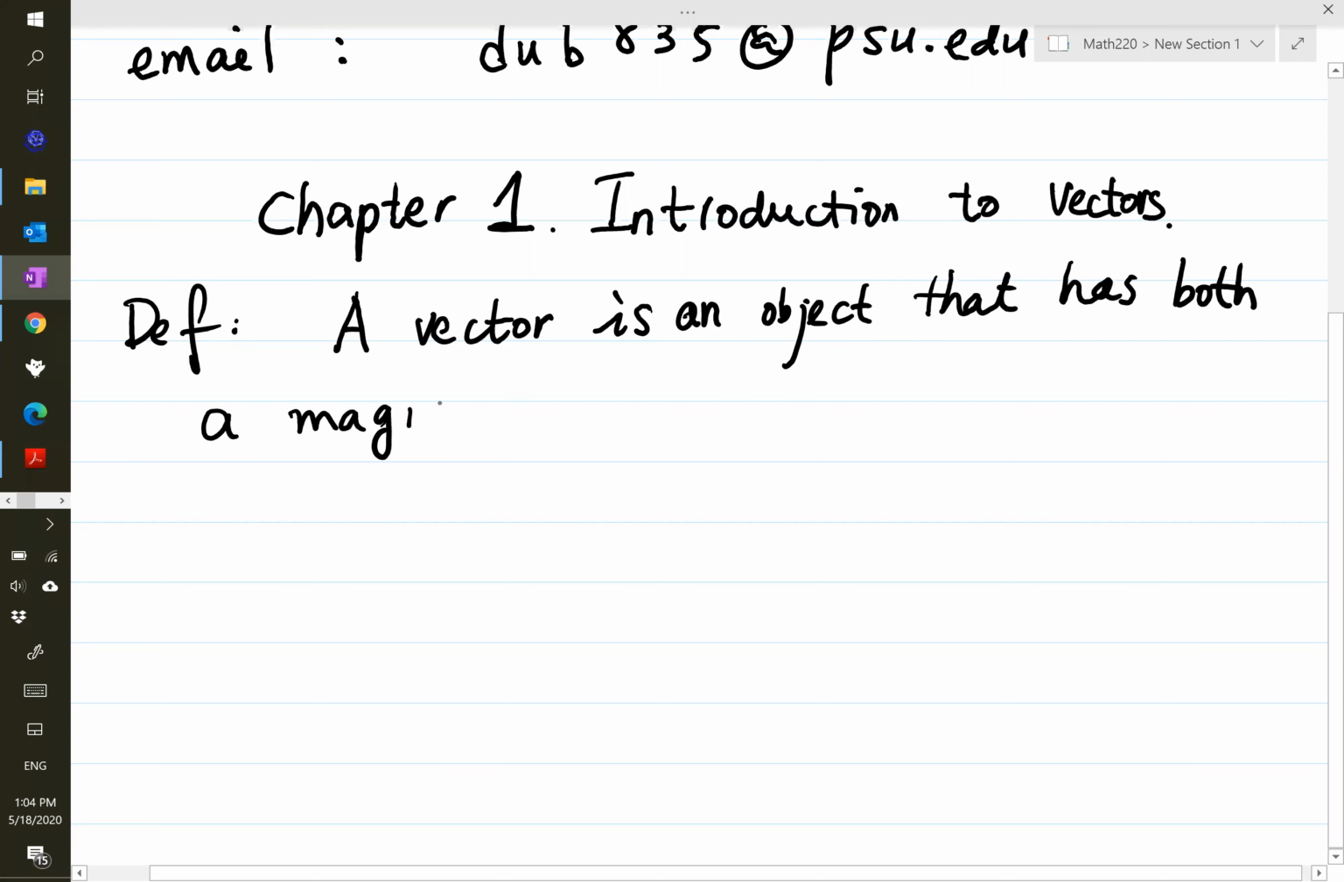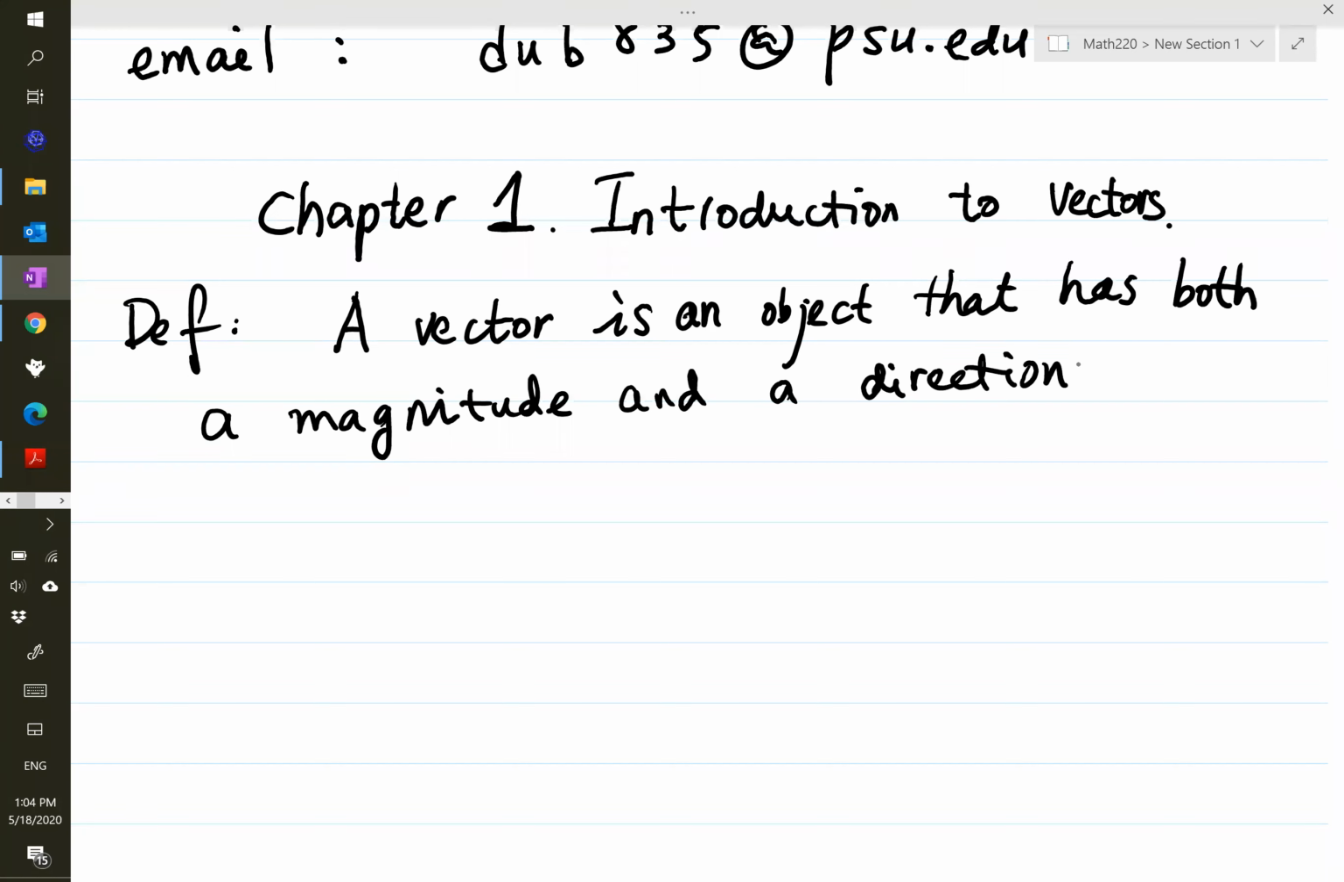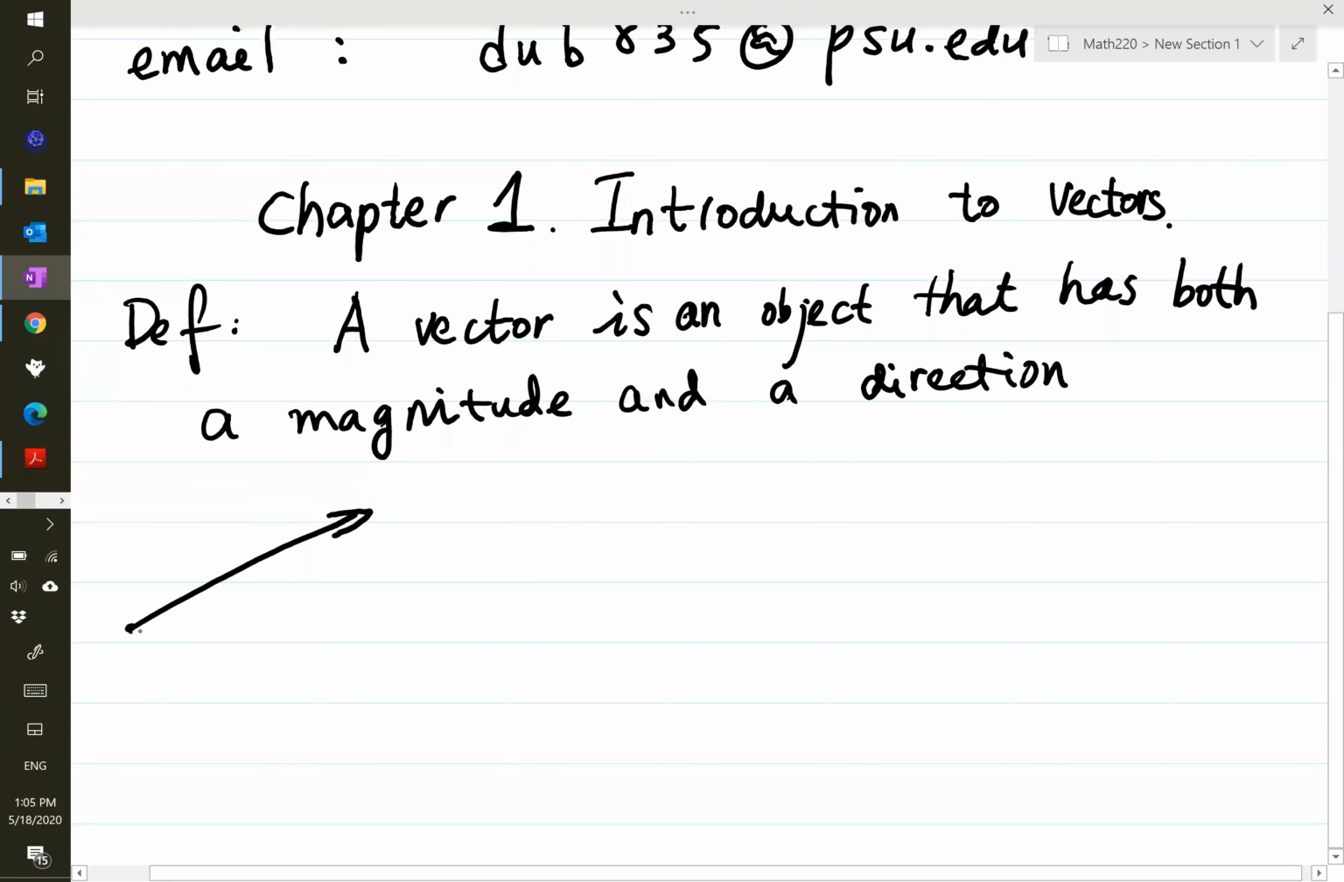Magnitude and a direction. Okay, there are many examples. So how do we represent a vector? We use an arrow. For instance, we plot this thing, and then we have a tail and a head. So we can represent this vector geometrically by a line segment, by an arrow.